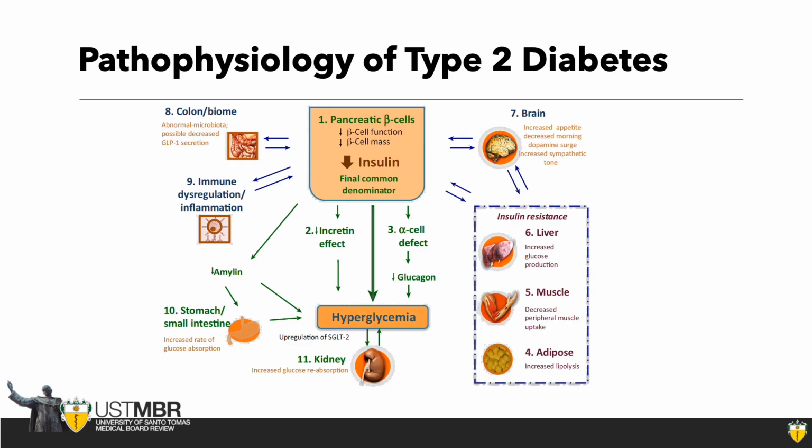And defect number 3, in type 2 diabetes, there's excess of glucagon. So that explains why there's fasting hyperglycemia. How come the patients who are sleeping and have type 2 diabetes, they wake up with high sugar? Because their alpha cells are exaggerated in terms of producing glucagon.